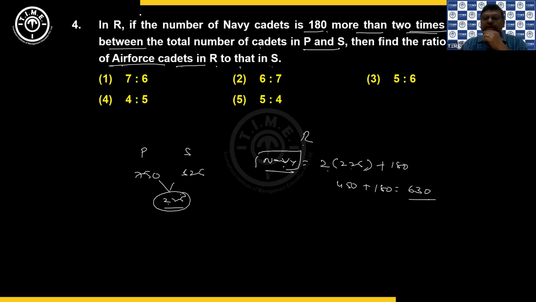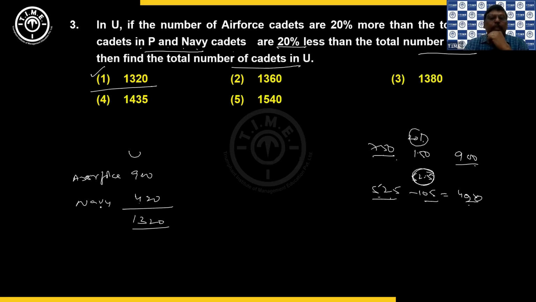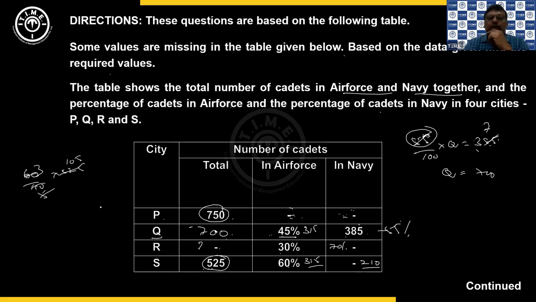Right, students. So 630. Now, if I go back to the table once again, students, our Navy is 70%. Our Navy is 70% means Air Force is 30%. 30% is Air Force, 70% is Navy. And you know, in S, students, Air Force is 315 and Navy is 210. That information you already have, right?